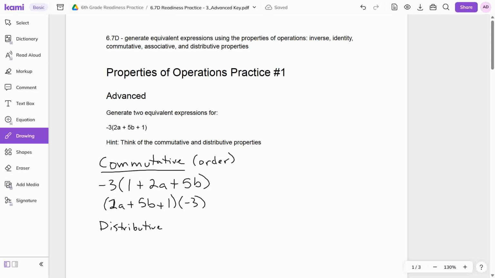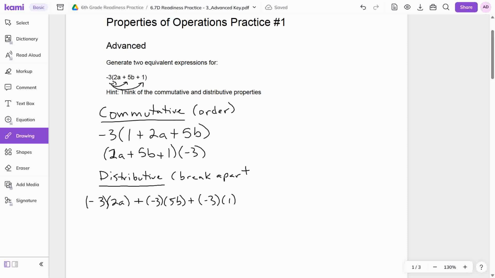Now, the distributive property is the one in which we break it apart. So we take our number on the outside, and then we multiply it by all three terms, right? So I'm going to take my negative 3, I'm going to multiply it by 2a. And then I'm going to add, and I'm going to take my negative 3 and multiply it by 5b. I'm going to add, and I have to use parentheses because I've got that negative 3 there. I'm going to multiply it by 1. So that's what the distributive property would do, is it would just take that negative 3 and multiply that by all three terms on the inside.